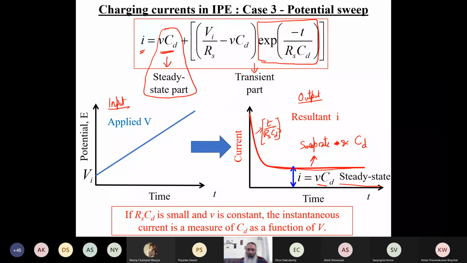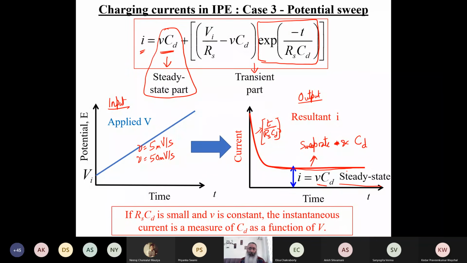Okay, so then if you say that RS CD is very small, nu is constant, and the instantaneous current is a measure of CD as a function of potential. If you precisely know the value of nu, because nu is something that you are externally controlling in the system, I can say that I will do 5 millivolts per second as the change in potential with respect to time, which means nu is equal to 5 millivolts per second. Somebody else can come and say that no, I'll do it at 50 millivolts per second. Doesn't matter, you take that nu. So the idea is that nu CD is going to give you the steady state current.